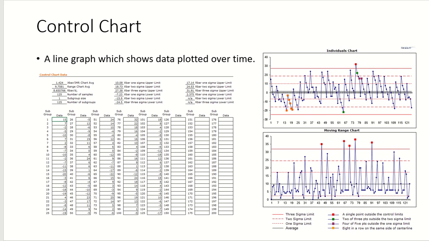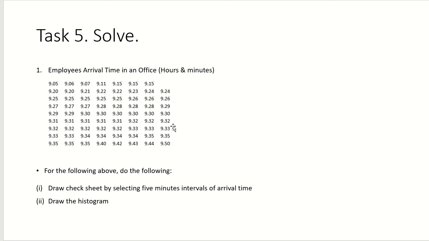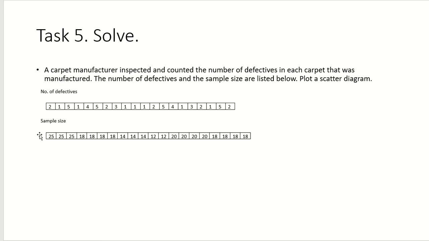So your task is to build a check sheet and a histogram for this number 1. Use na lang, for the number of classes when you build a histogram, 2 to the k is equal to yan, and yun na lang the square root of the number of data points to build the histogram.